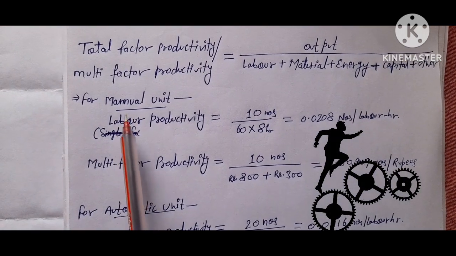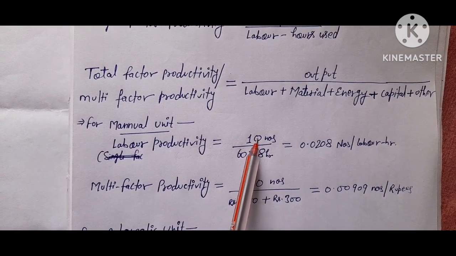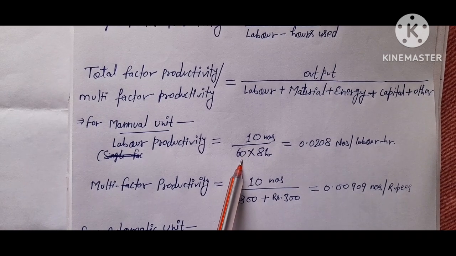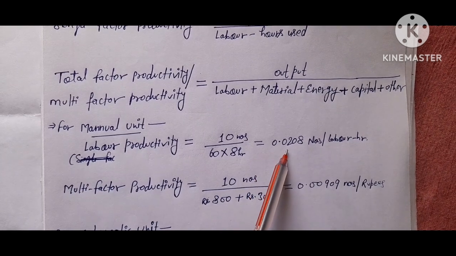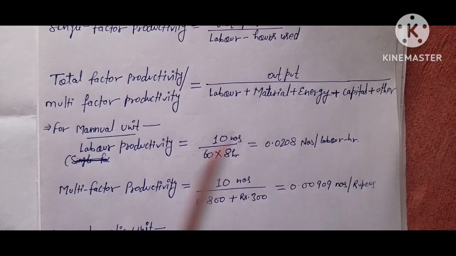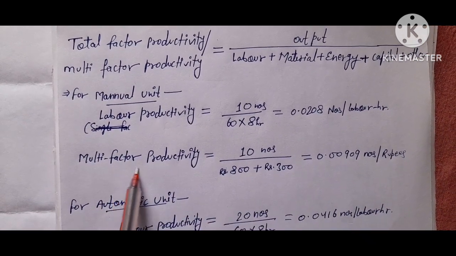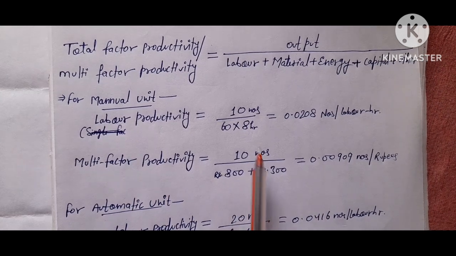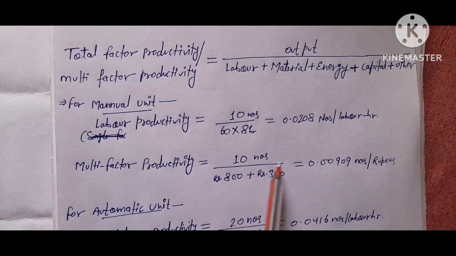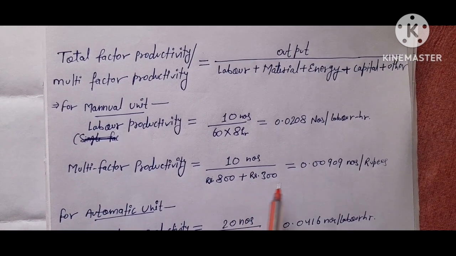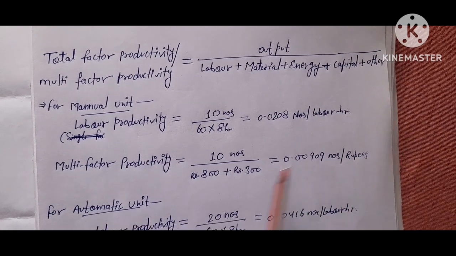First we calculate the manual unit. Labor productivity equals output of 10 units per day divided by 60 employees multiplied by 8 hours, which gives 0.0208 units per labor hour. This is the labor productivity for manual. Multi-factor productivity for the manual unit is 10 units output divided by 800 payroll plus 300 rupees expenses. It comes out to 0.00909 units per rupee.